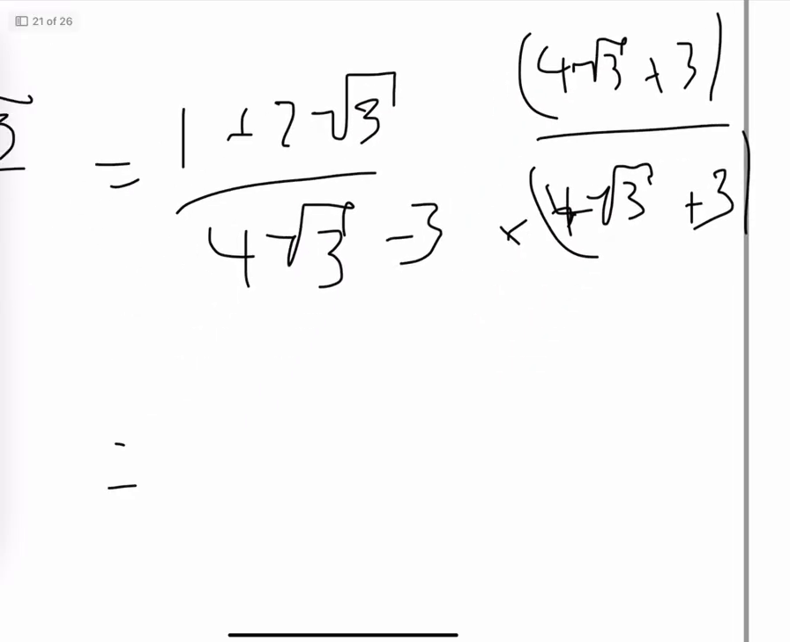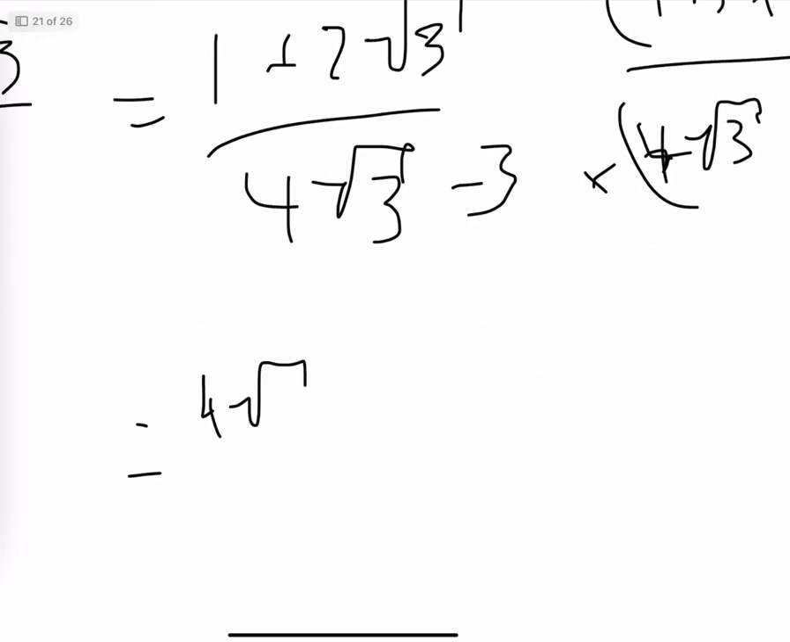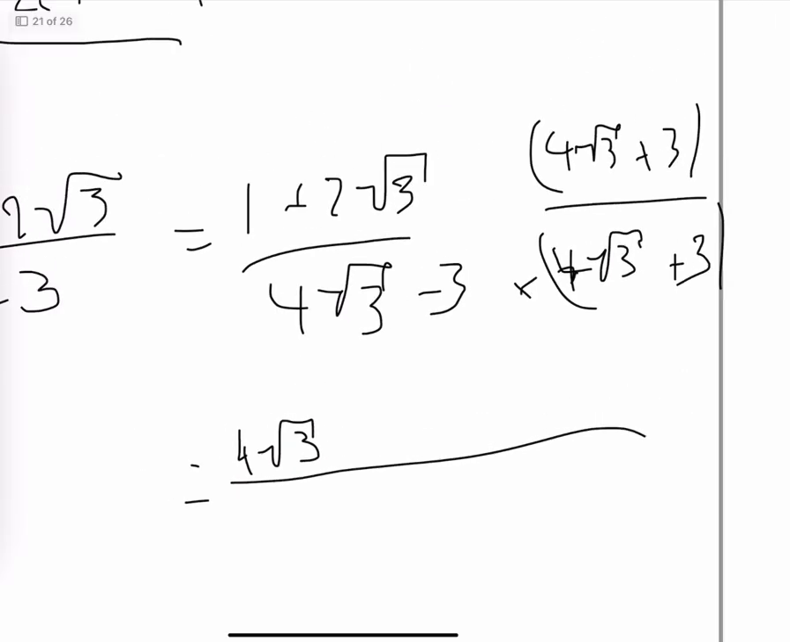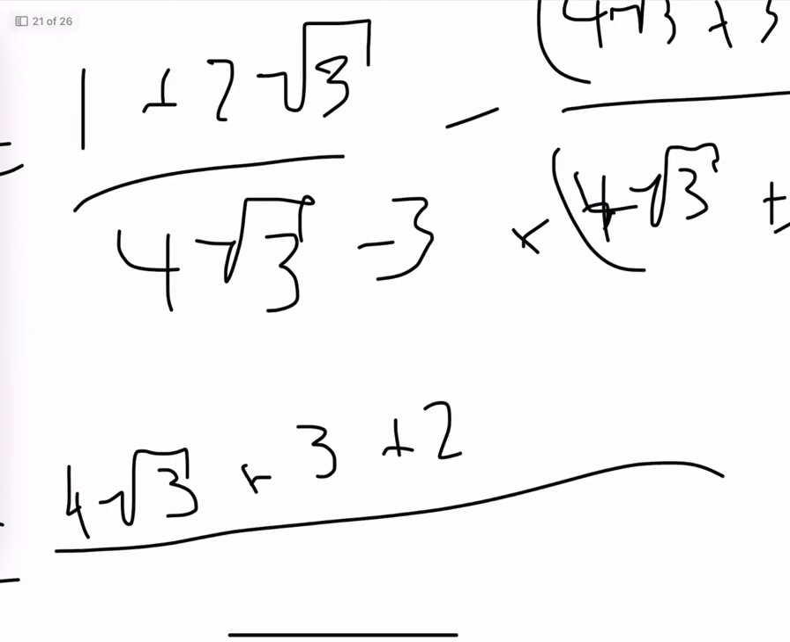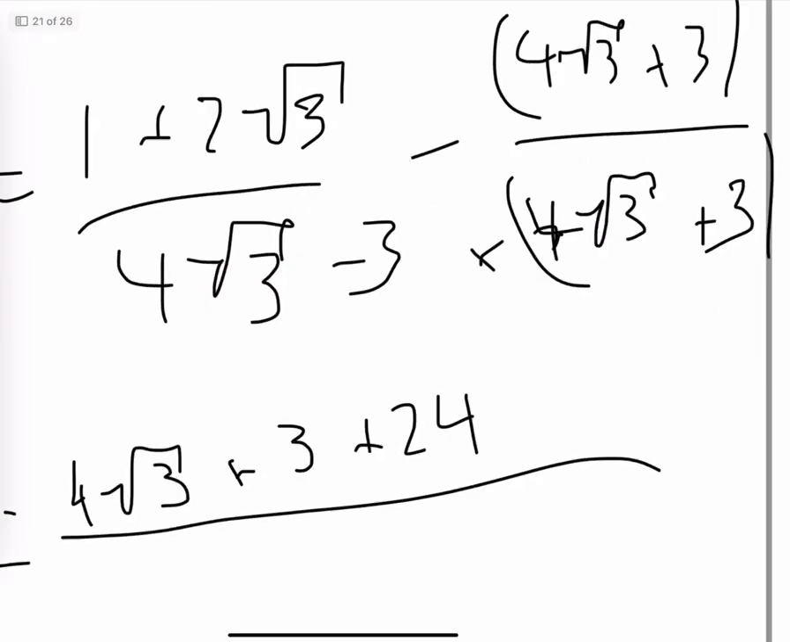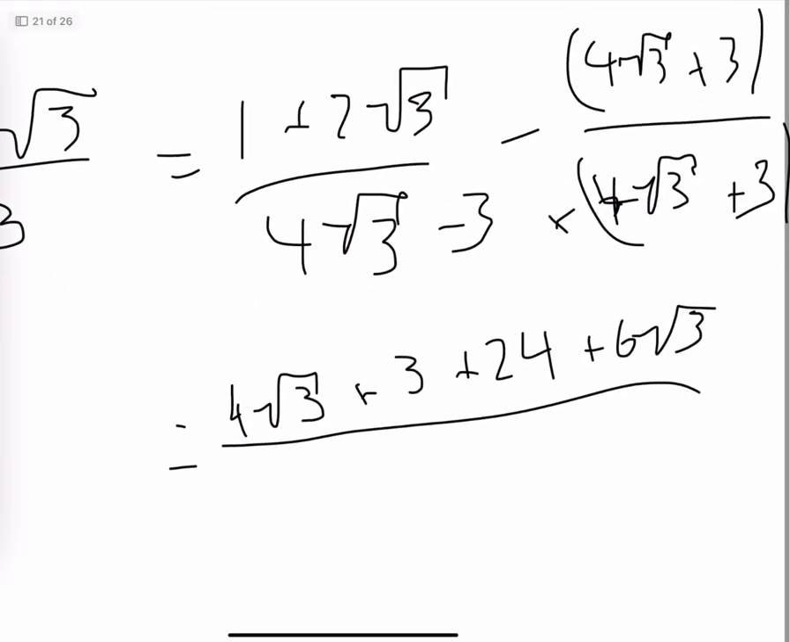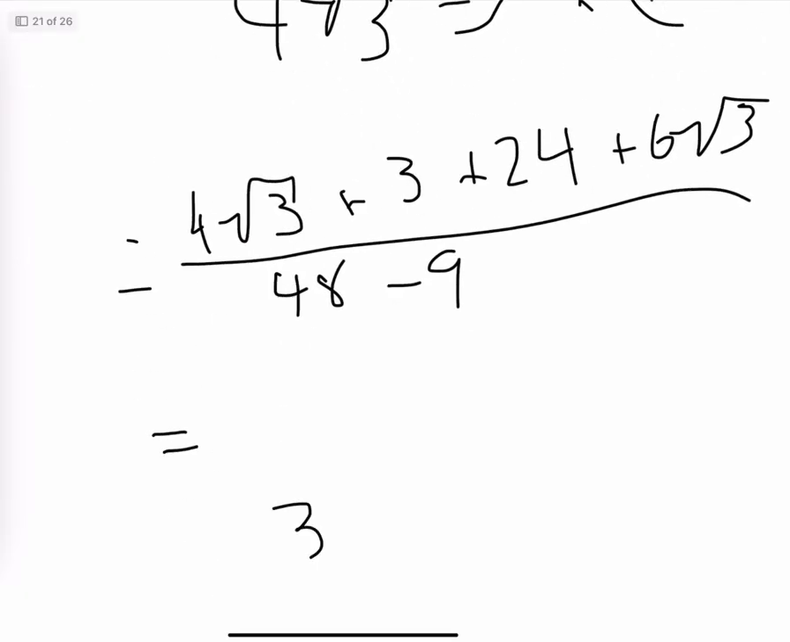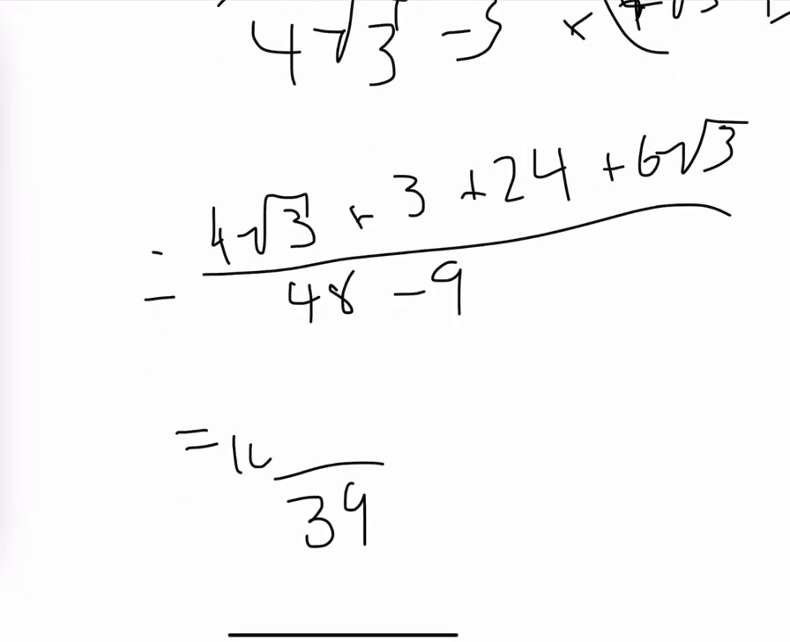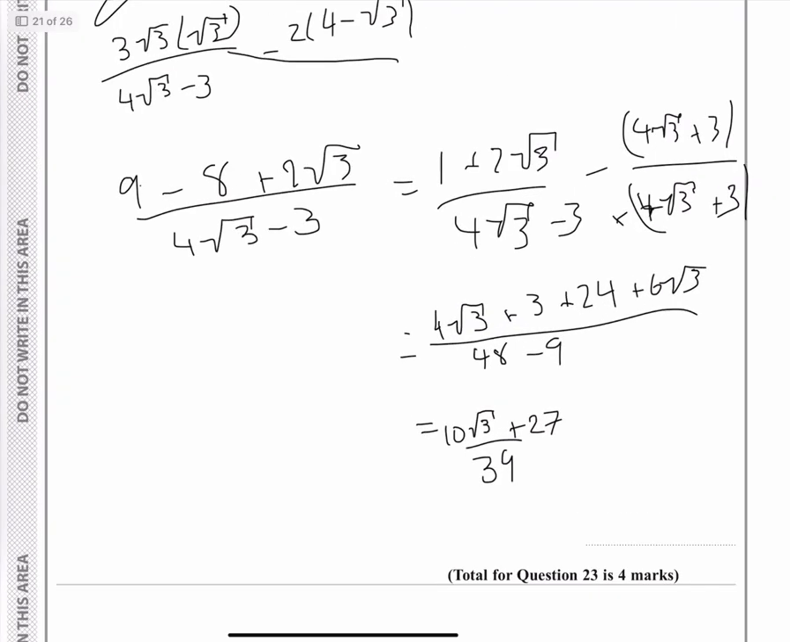Which would give me, what would that give me? 4 root 3 plus 4 root 3 plus 3 plus 8 times 3 is 24 plus 6 root 3. And on the bottom, we get 16 times 3, that is 48, minus 9, which will give us 39 over 10 root 3 plus 27. And now we've got it in the form.